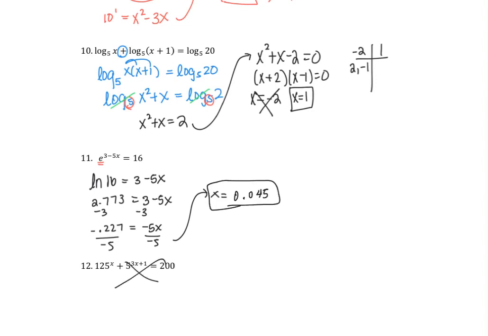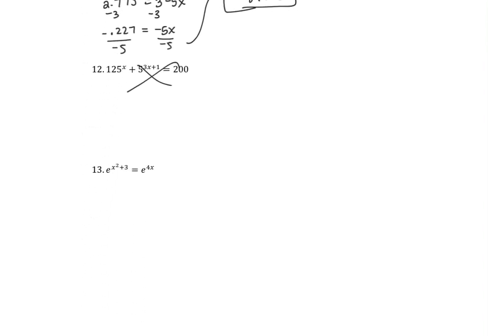We're going to skip number 12. That requires a whole lot of work. I actually think that was a typo. It should have been multiplying right there.